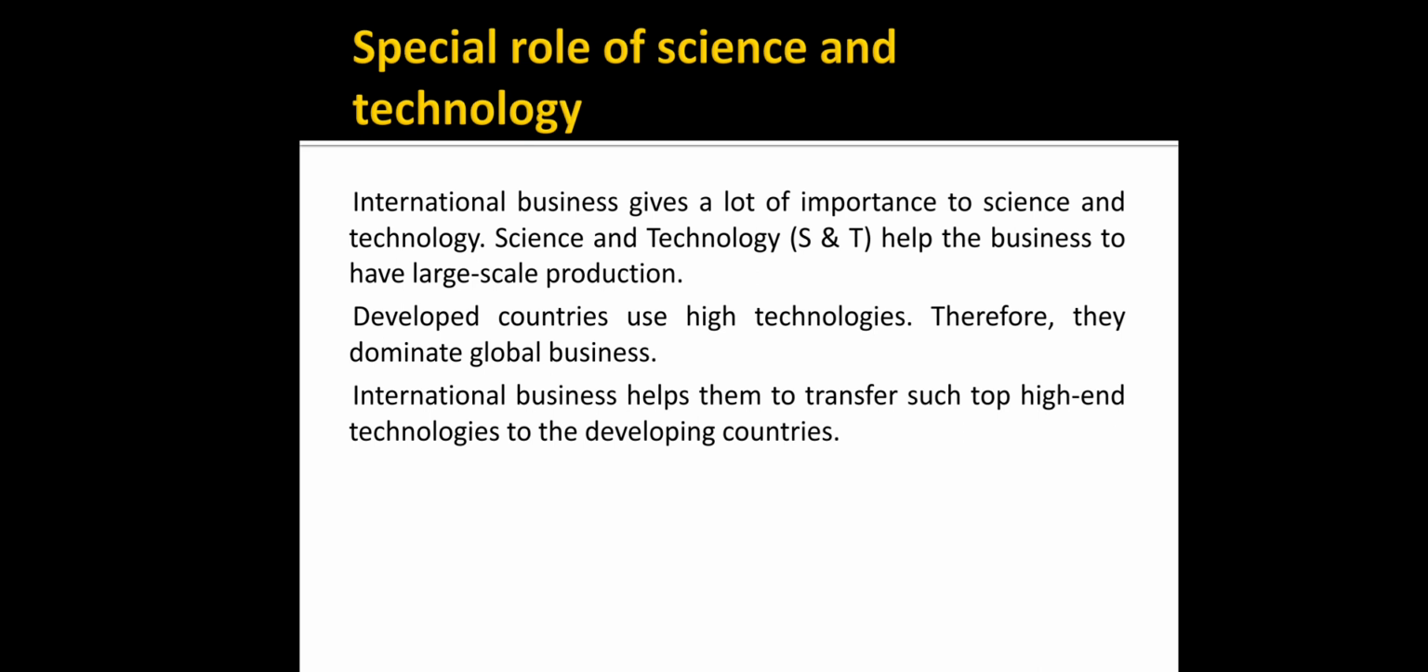The next feature is the special role of science and technology. In international trade, science and technology play a very important role. International business gives a lot of importance to science and technology. Science and technology help the business to have large scale production. So international business depends on science and technology.